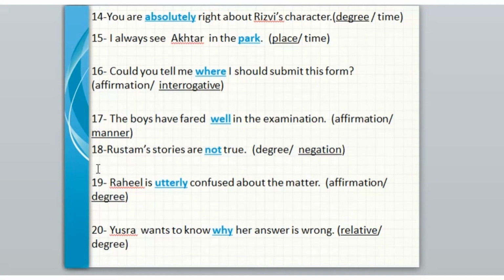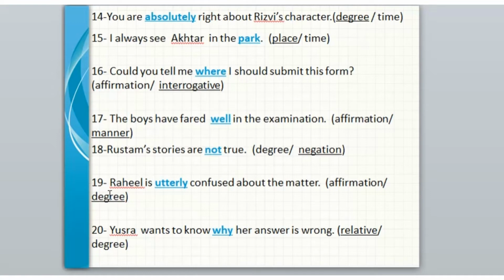Okay. Number 19. Rahil is utterly confused about the matter. The bracket says affirmation, degree. "Utterly" gives you an idea: very much confused, too much confused. Okay. Intensity. So you will underline "utterly," and utterly is the adverb of degree. You will put a tick on top of degree.